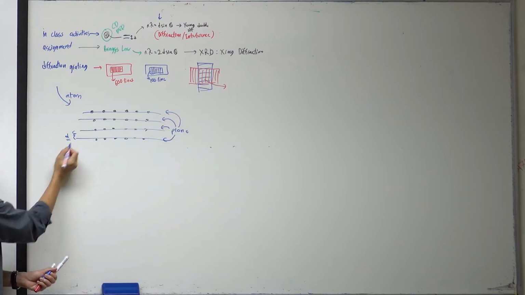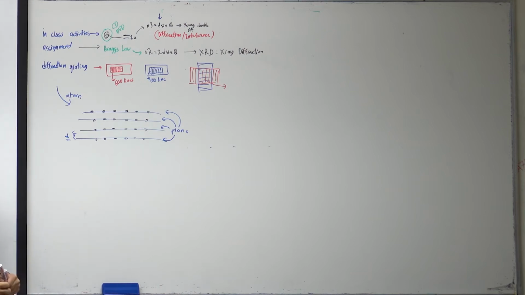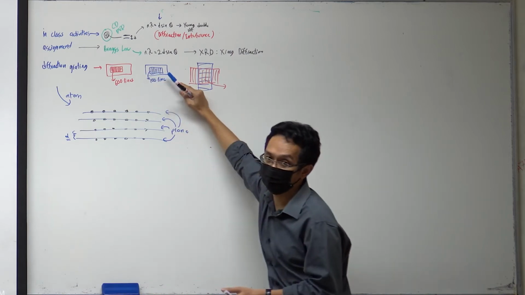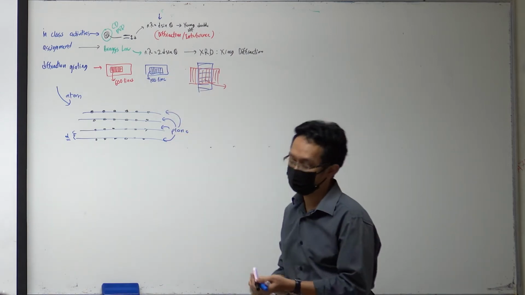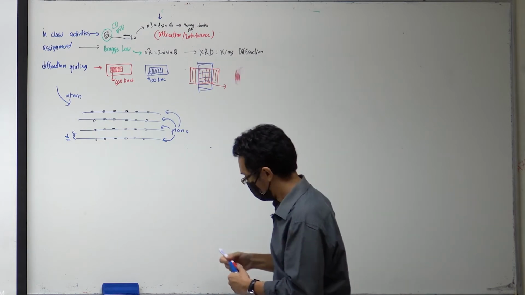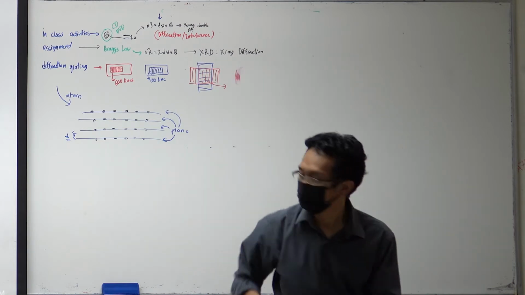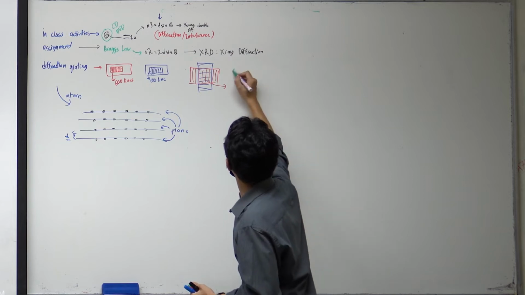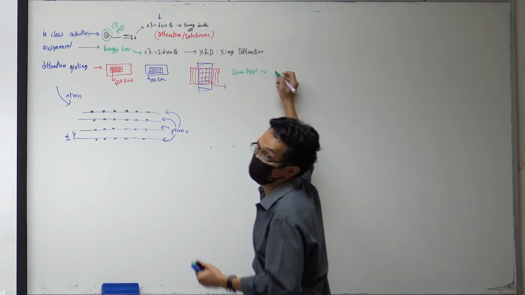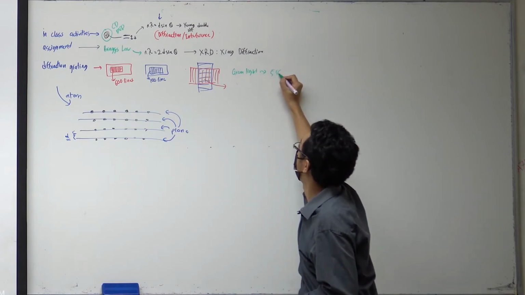To measure the distance between the planes of atoms, you need something much smaller than visible light. Consider green light: its wavelength is around 500 something, about 550 nanometers.